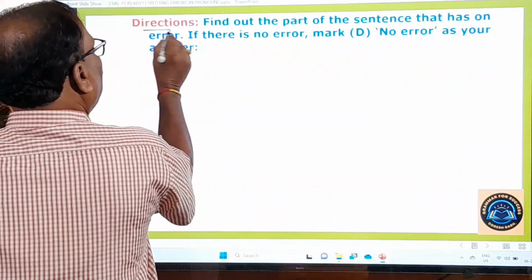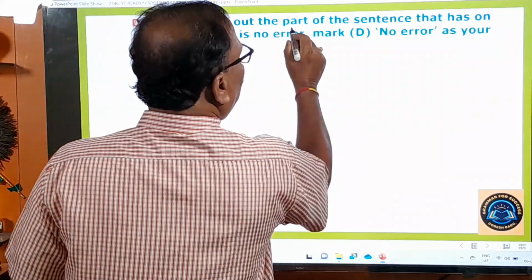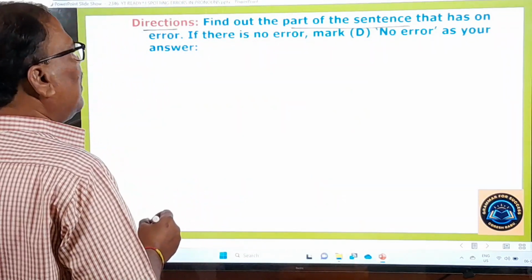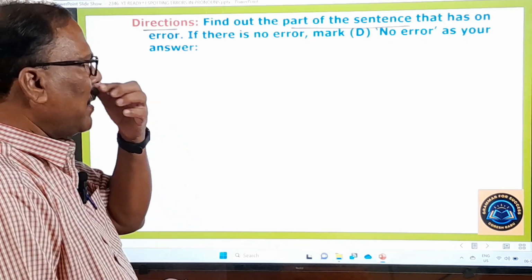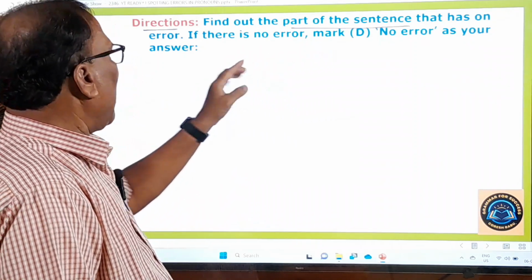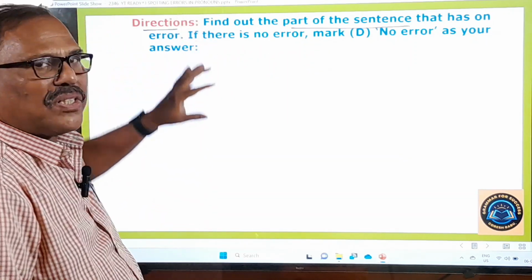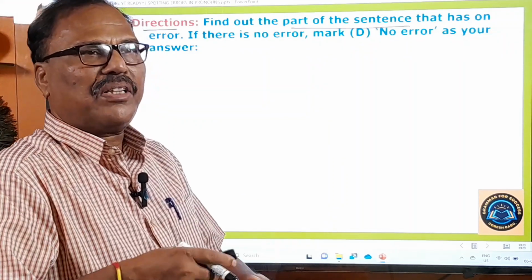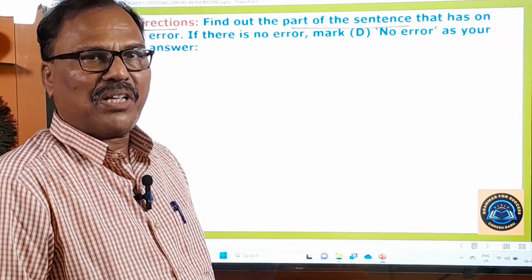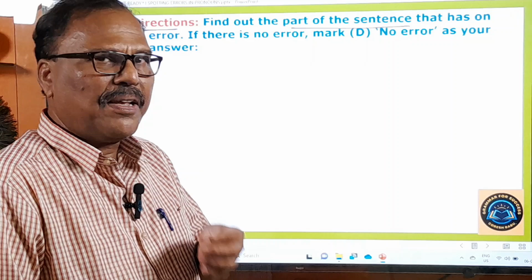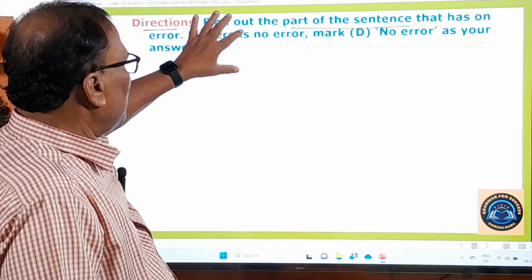So here directions are given. Find out the part of the sentence that has an error. If there is no error, mark D, no error, as your answer. These directions you know pretty well because you are in the habit of writing competitive examinations. Therefore, definitely you must have some idea about these instructions.